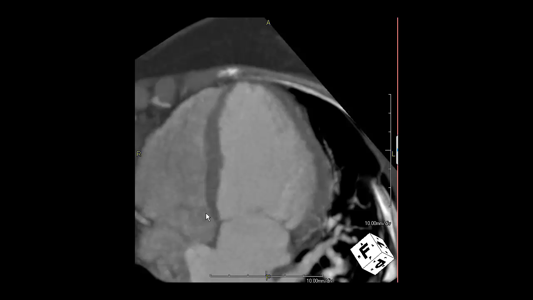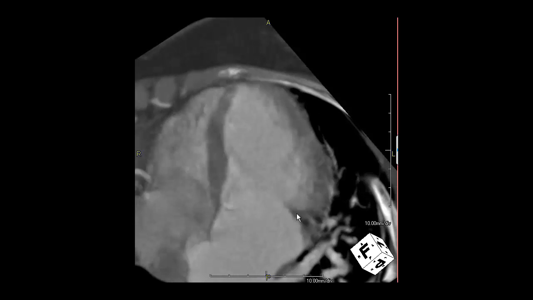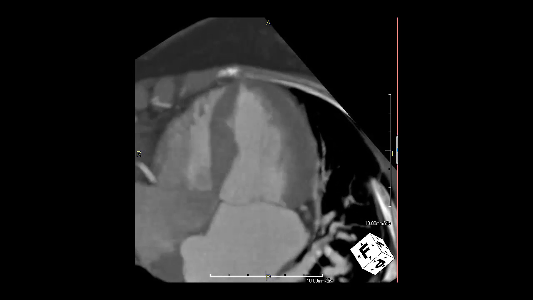Continuing review of the cardiac dynamics. This is a horizontal long axis view. We can put this in motion. Appears to be normal cardiac function in the septum, apex, and lateral wall.